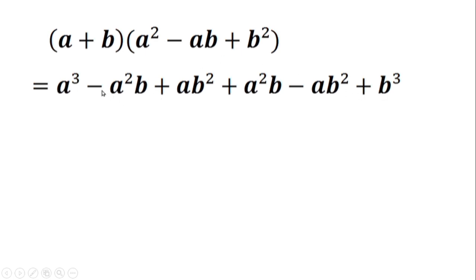So this one will cancel with this one. This is minus and this is plus, and this one will cancel with this one. Ab squared and minus ab squared will cancel, and a squared b minus a squared b will cancel. So the final answer is a cube plus b cube. That's the proof.